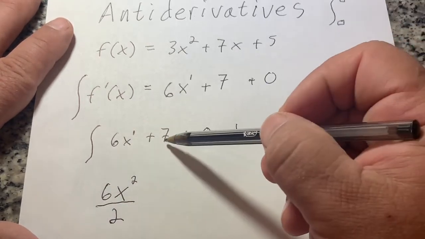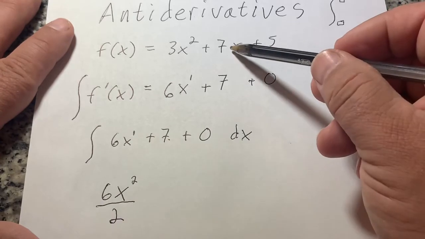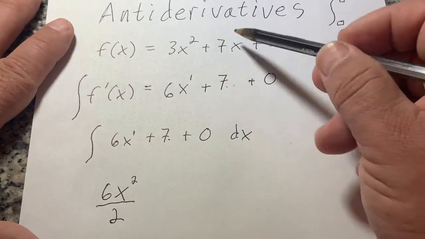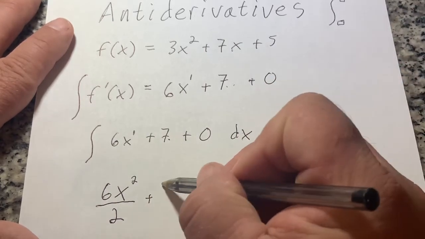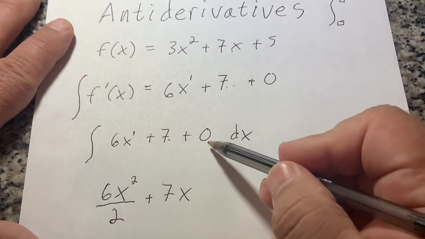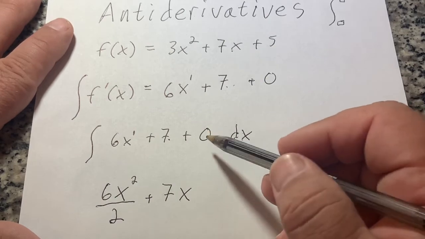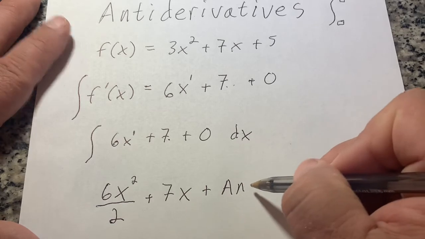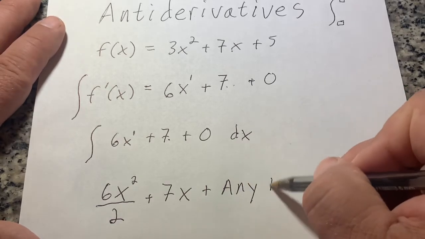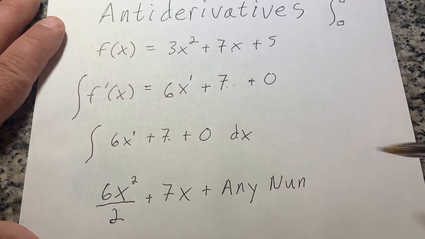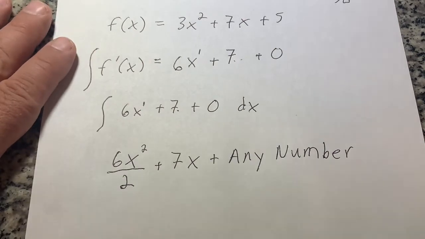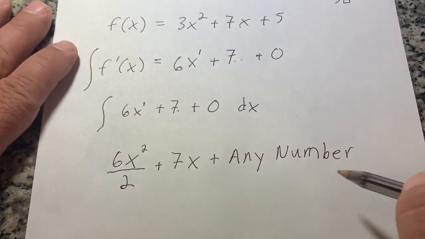Now, the derivative of 7x is 7, so the antiderivative of 7 is 7x. It just works backwards. And now this is a little strange. The antiderivative of 0 can be any number whatsoever. It can be 0. But notice, in this case, it was 5 originally. But we don't know what it's going to go back to. So any number, and we're going to simplify this.